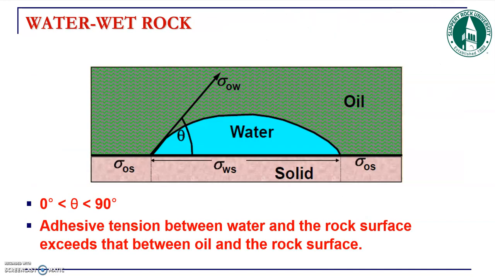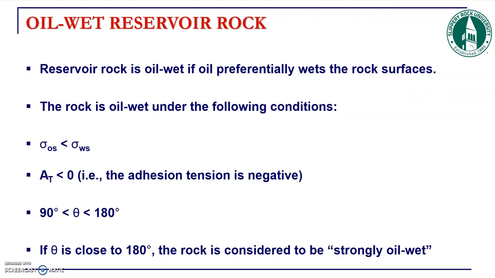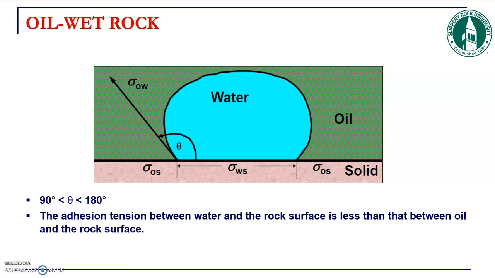For an oil wet reservoir, however, it's the other way around. Theta is between 90 and 180. Adhesion tension is less than 0, and theta is really close to 180 for a strongly oil wet reservoir. You can see a picture of an oil wet reservoir. The water tries to make a sphere on the surface, trying to avoid the surface as much as possible. Oil will spread over the surface. Okay.